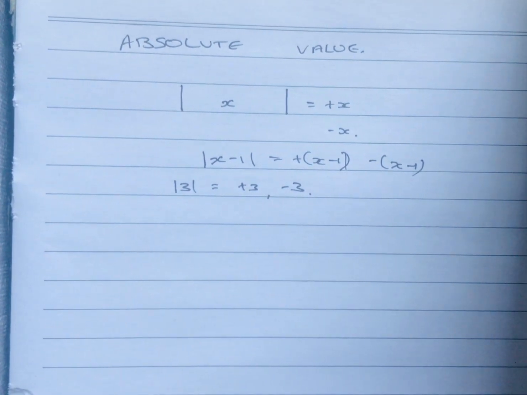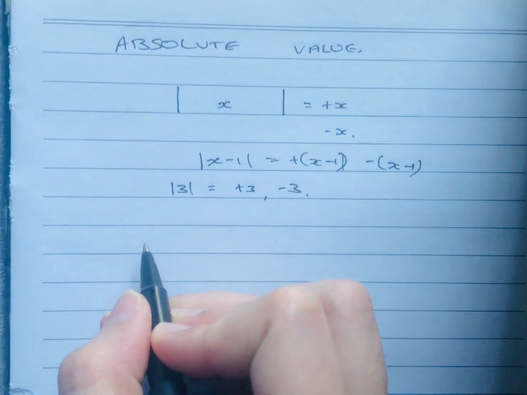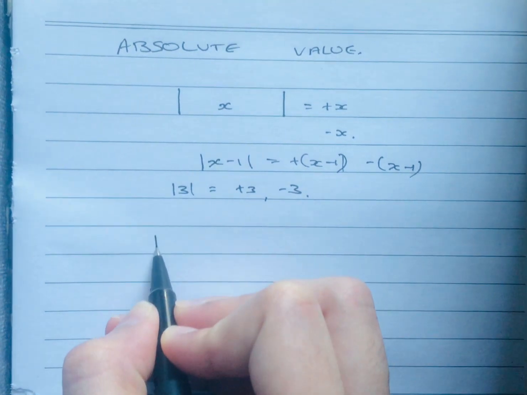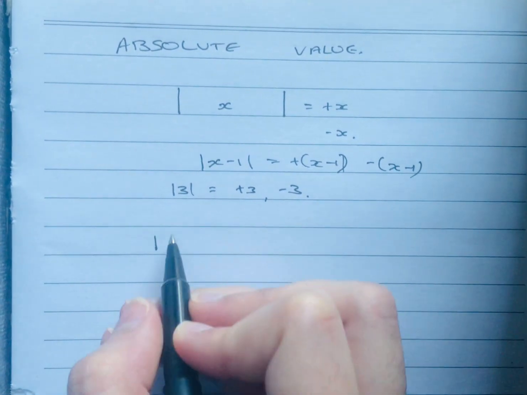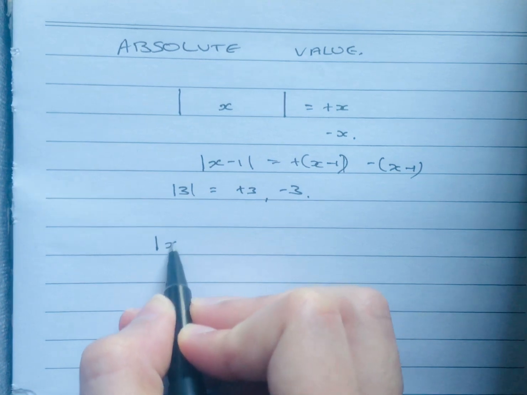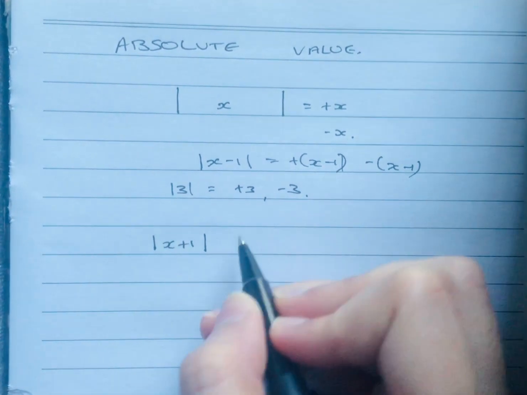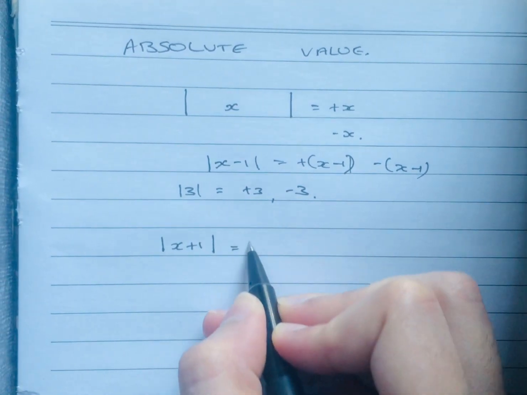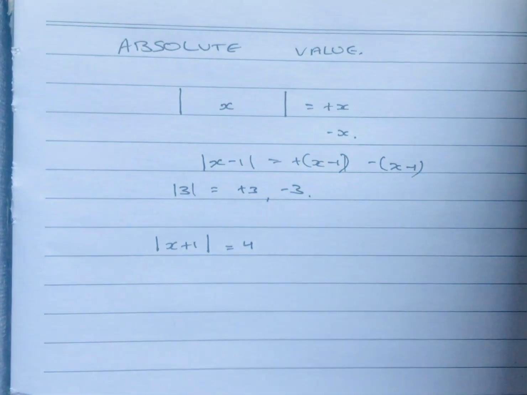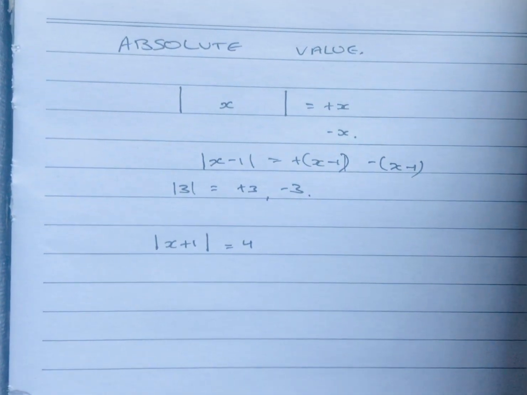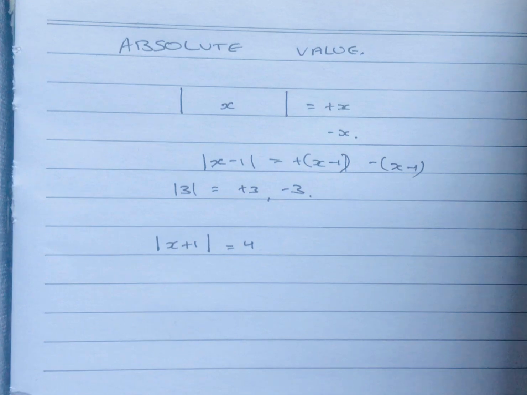So for example, we have something like the absolute value sign, and then we have x plus 1, close the sign, is equal to 4. So this is an algebraic equation, right? Because we have variables, we have constants, and we have coefficients.